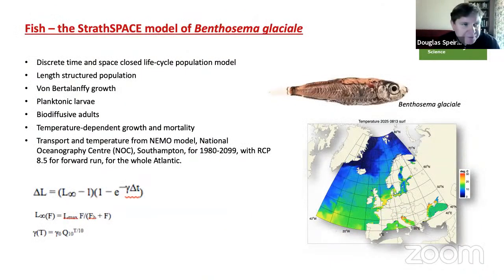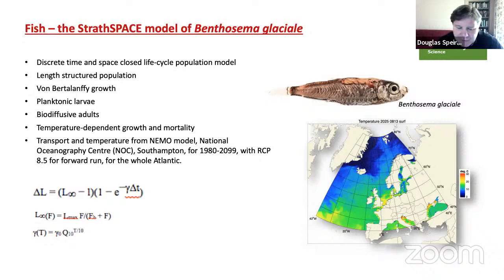So somewhat more briefly, I want to say something about fish. The modelling approach is very, very similar. And in this case, we call the model StrathSpace. And the species of interest is Benthosema glaciale, which is a mesopelagic fish. So it's living quite deep, about 400 metres down.